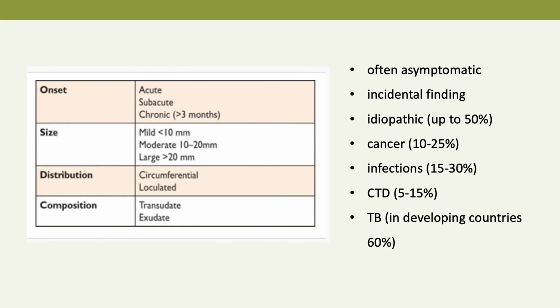When you're thinking about the size of your pericardial effusion, it's classified according to acute, subacute, and chronic; mild, moderate, and large; circumferential or loculated; and transudate or exudate. Again, pericardial effusions are often asymptomatic, an incidental finding, and idiopathic, i.e., there's no identifiable cause, in up to about 50% of cases. Cancer accounts for about 10 to 25%, and infections another 15 to 30%. Connective tissue disease is a small proportion, and in developing countries TB is particularly significant in up to 60%.